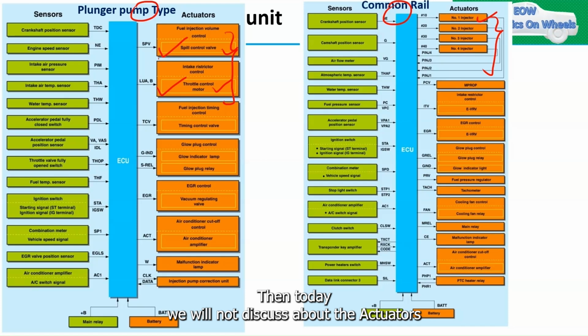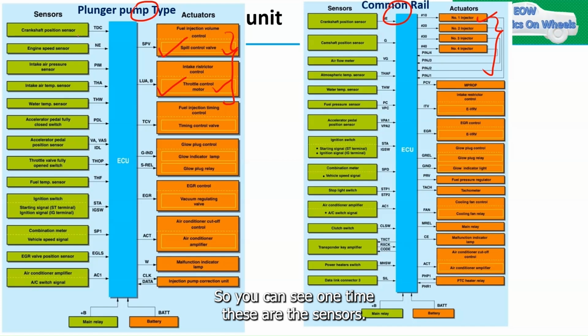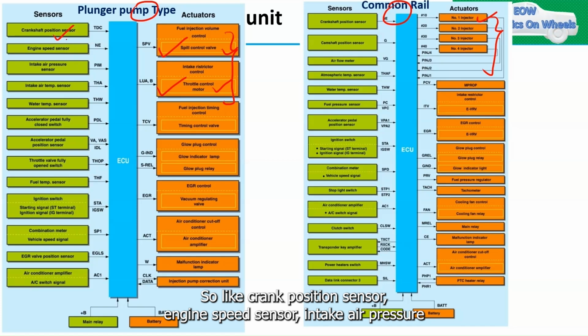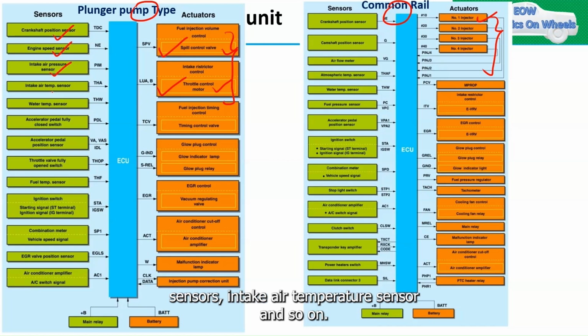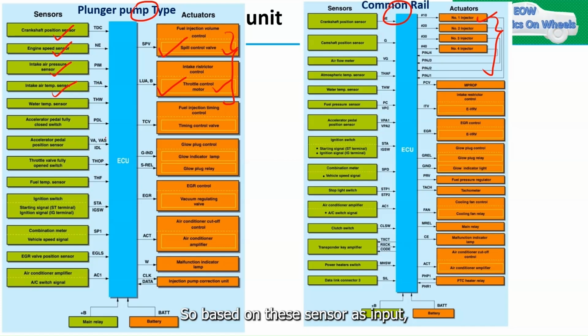Today we will not discuss the actuators. Today we are going to discuss the sensors. You can see these are the different sensors which are used in the engine, like crank position sensor, engine speed sensor, intake air pressure sensor, intake air temperature sensor, and so on. Based on these sensors as input, your ECU will process the input, and then it will send it to the actuators.